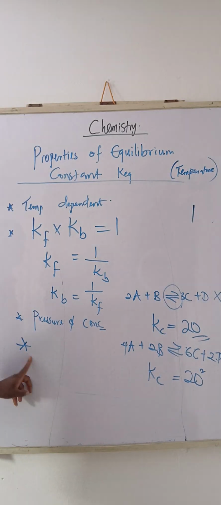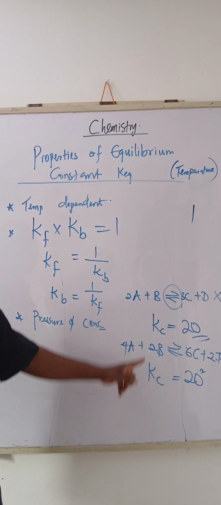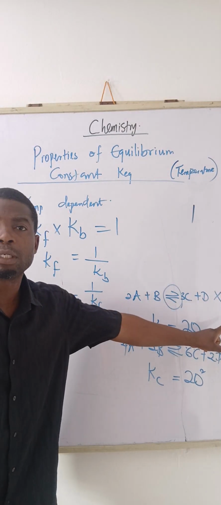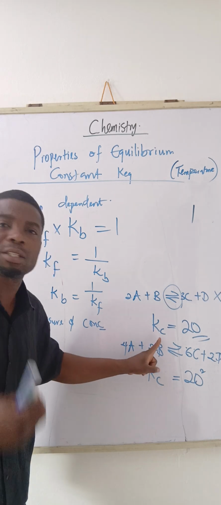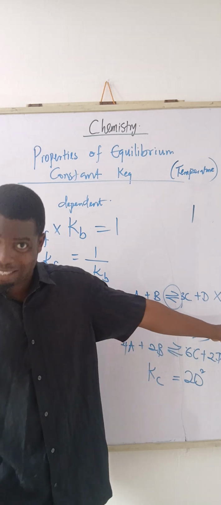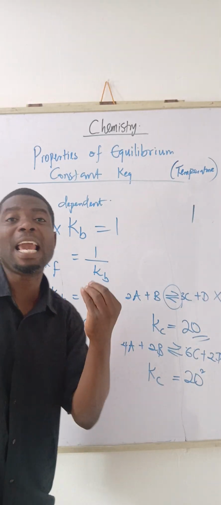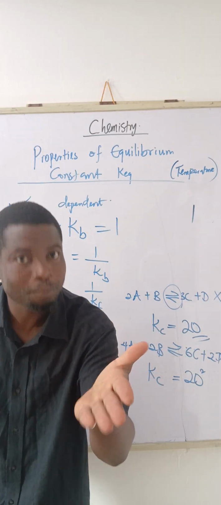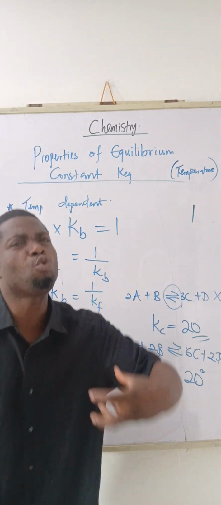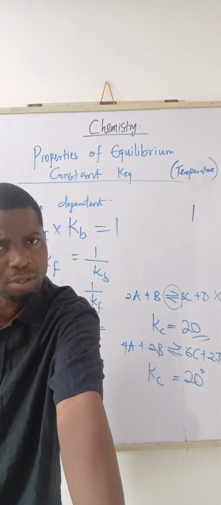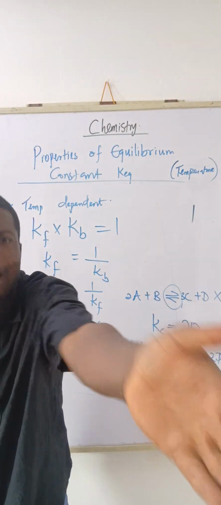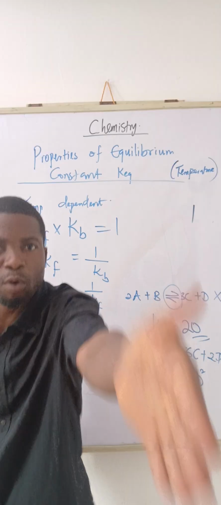That means the next point is: if a question gives a reaction, which is an equilibrium reaction, with a certain equilibrium constant, and the equation is multiplied by a factor n, the new equilibrium constant will be the old one raised to the power of the factor by which it is multiplied.